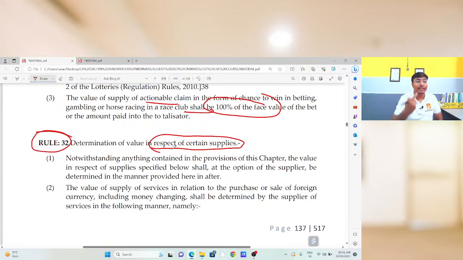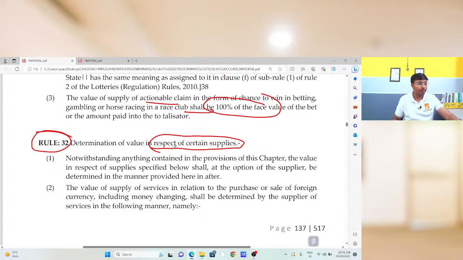What is the nature of these certain supplies? Suppose a bank is providing certain forex related services, foreign currency related services. Suppose I am from India and I require certain foreign currency. For that purpose I am going to the bank with 1 lakh rupees, to the forex department of the bank, and I am saying to that person that I want to convert that 1 lakh rupees into dirham.